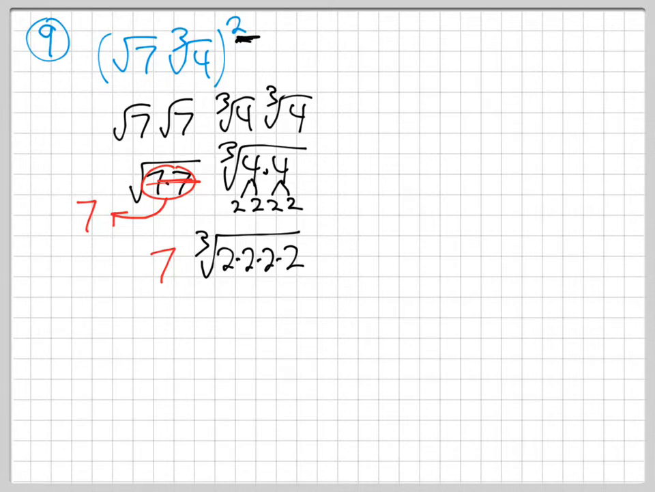Yeah, because it's a 3 for 1 deal. 3 2's in, 1 2 out, and they're gone. So that 2 that comes out hits the 7 that's already out there. Question? No. Makes 14 out there. What's left inside? 2. So it's 14 cube root of 2.